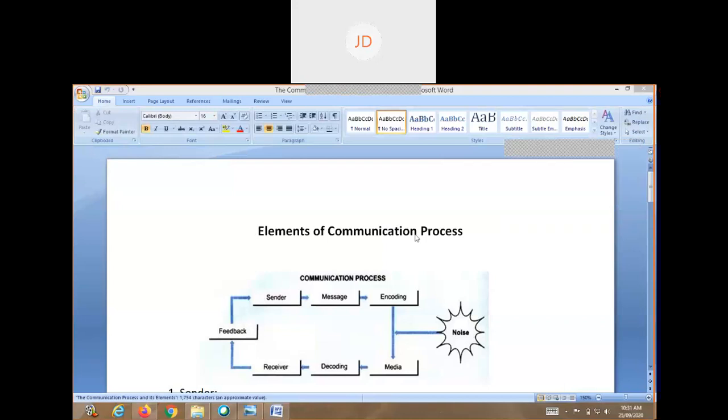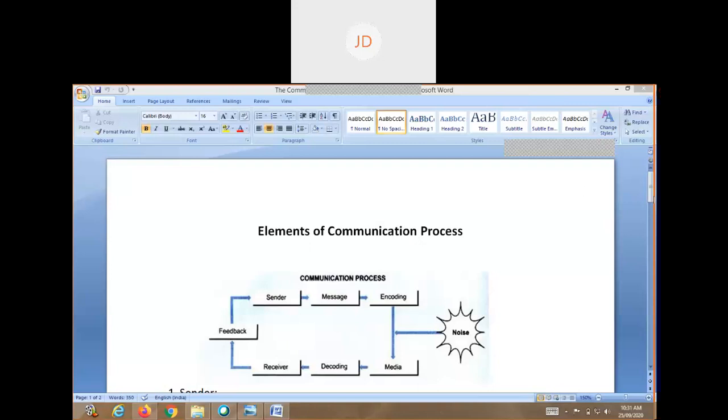I would just like to quickly tell you again the elements that are included in the communication process: sender, message, encoding, media, receiver, decoding, and feedback. And noise is also another element which can be present anywhere during the process. Noise is basically the hindrances, the barriers that we face during the communication process.